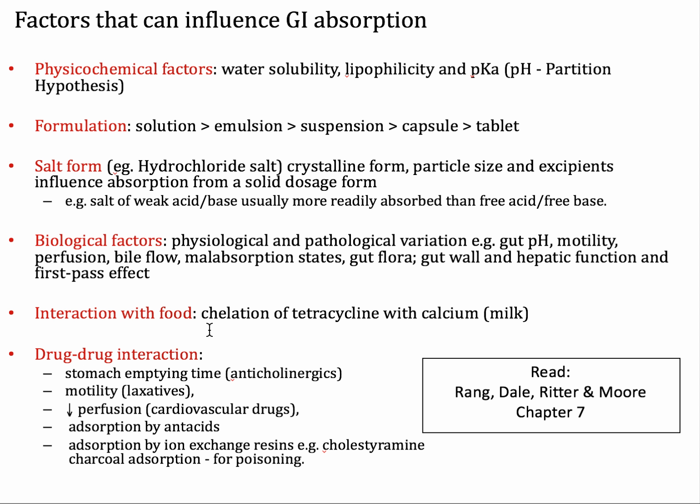So drug to drug interactions also influence GI absorption. Stomach emptying time: anticholinergics, and laxatives are usually given to increase the motility if you feel some sort of constipation. Cardiovascular drugs usually decrease the perfusion because they lower the blood pressure and things like that. Another key thing was charcoal, which is usually given to patients who have just had some sort of food poisoning or something like that. They usually give charcoal to patients like that.